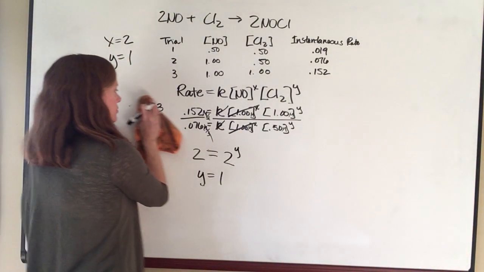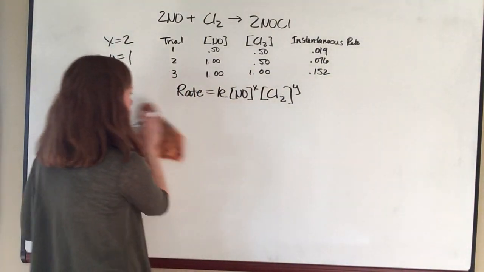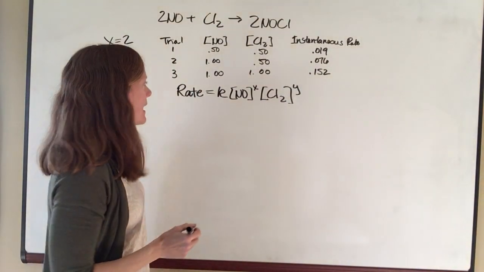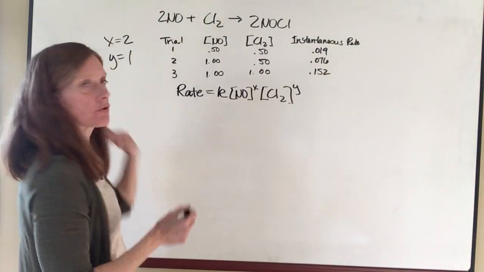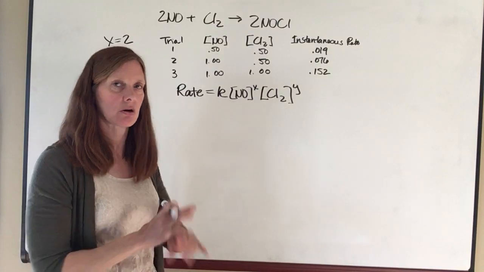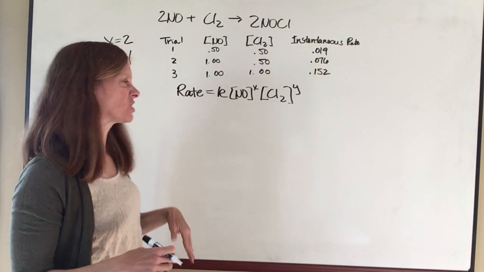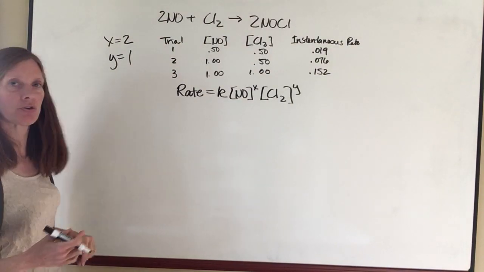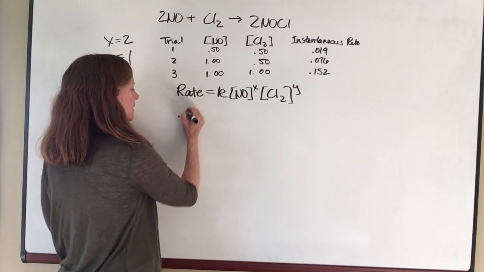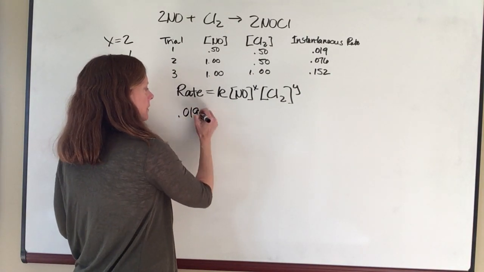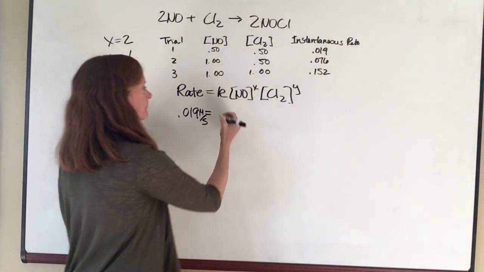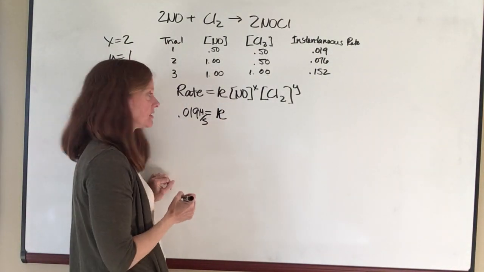So again, I'm going to make some more space here. Now that I know the reaction orders, now I can figure out what my rate constant is. And you can actually choose any one of the 3 trials that you want. It does not make a bit of difference because you will get the same answer no matter which trial you choose. So just for simplicity, I'm going to choose the first trial. So the first trial has a rate of 0.019. See if I can remember the units this time. Molarity per second times the rate constant K.